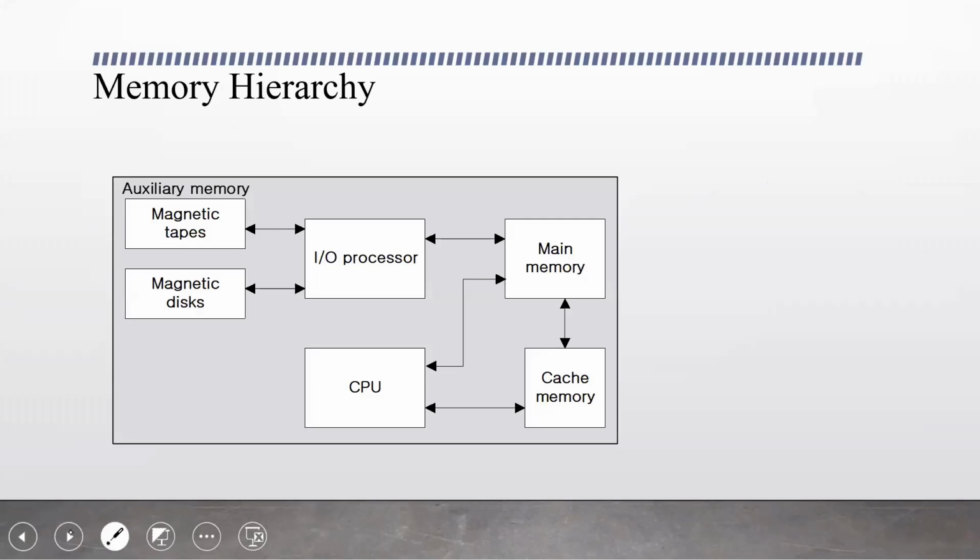Here is the memory hierarchy. This explains the arrangement of memory units that are placed in a hierarchical order. Here we have auxiliary memory, magnetic tapes and disks as auxiliary memory, then main memory, then cache memory.